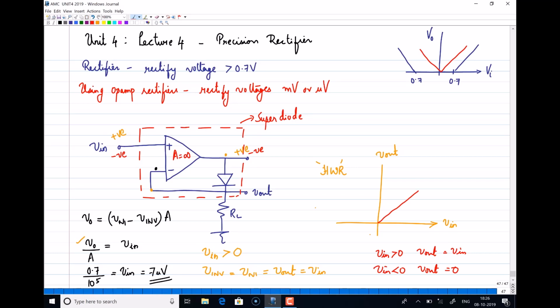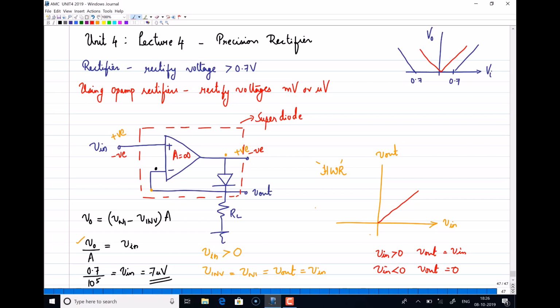So the two things we need to understand here: op-amp based rectifiers are otherwise known as precision rectifiers because they can rectify voltages as small as millivolts or microvolts. Whenever a diode is used in a negative feedback path of an op-amp, and when the diode turns on, your output will be equal to input, and this will act as a proper half-wave rectifier. Now moving on.